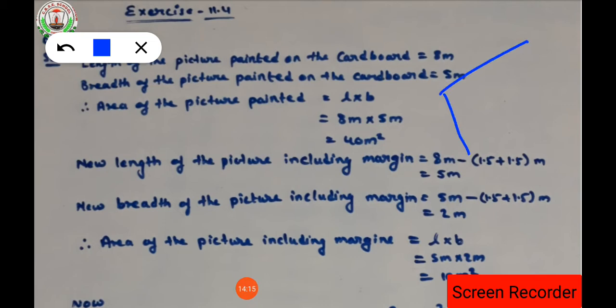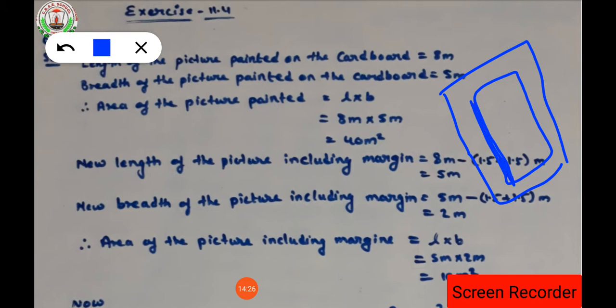Suppose this is the cardboard, and inside it is the picture. The length of the picture is given, this is the length, where the picture is drawn on the cardboard, given as 8. And the breadth of the picture is given as 5. So we can find the area of the picture painted. It will be L into B, that means 8 meter into 5 meter, 8 fives are 40, so it will be 40 meter square. So first we found the area of the picture painted.